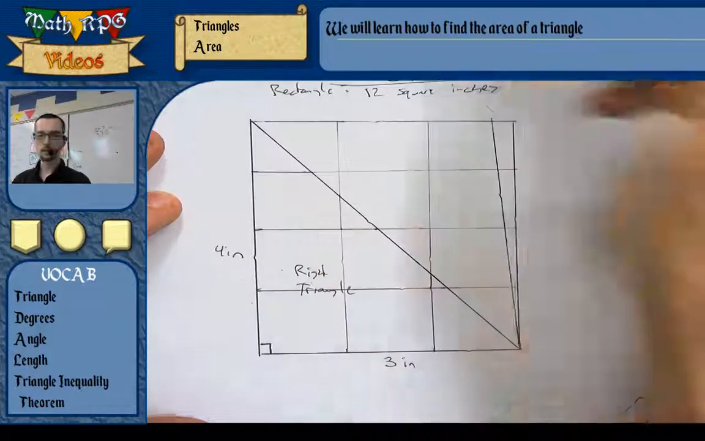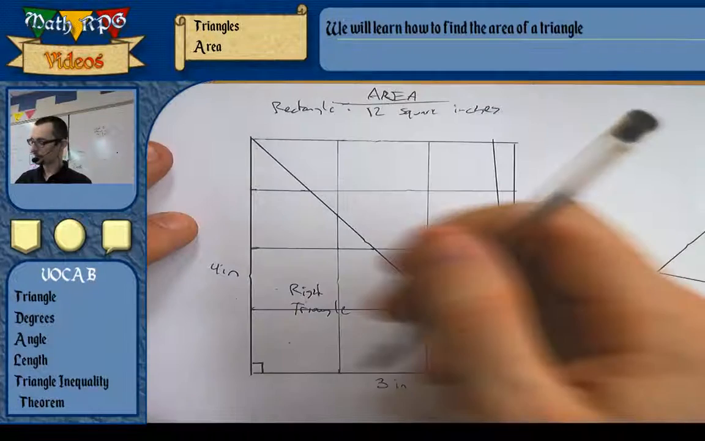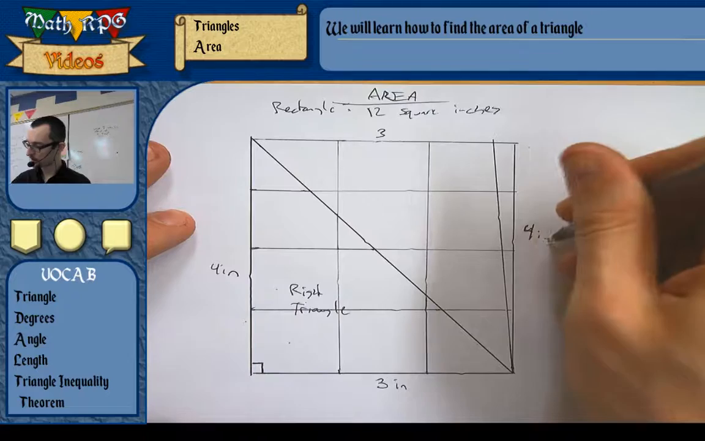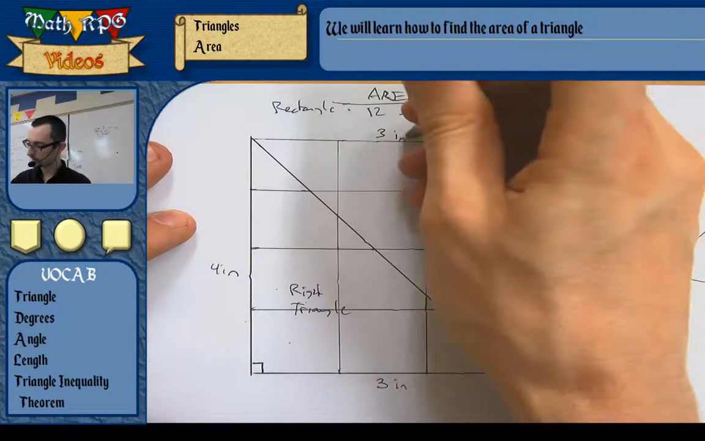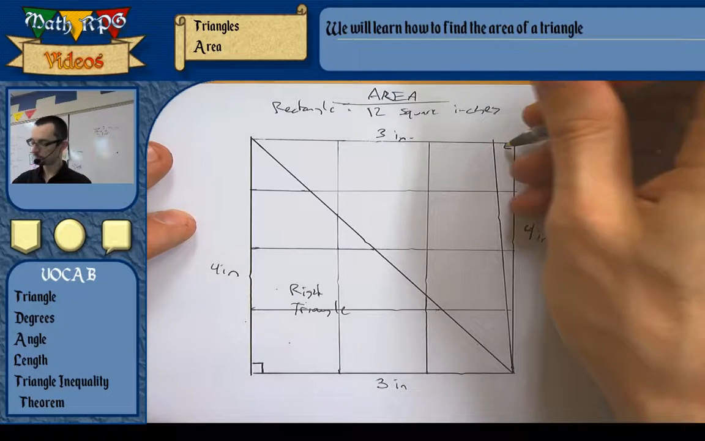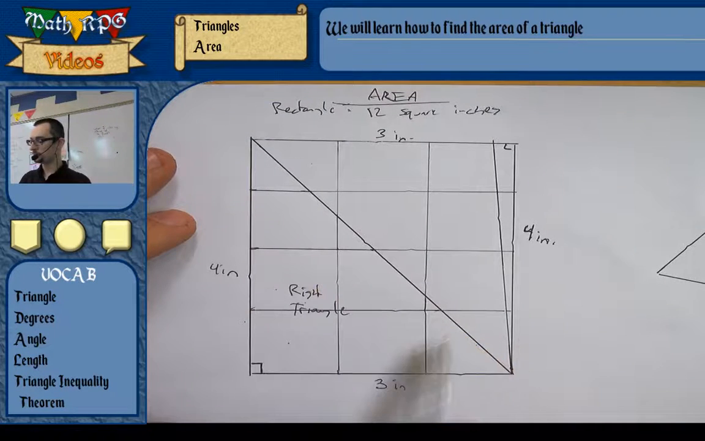There we go. Okay, so this rectangle has an area of 12 square inches. And this up here is also 3, and this up over here is 4 inches. That's the definition of a rectangle: they have to have the same lengths on opposite sides, as well as 90-degree angles. But I didn't want the area of the rectangle. I only wanted the area of this triangle.